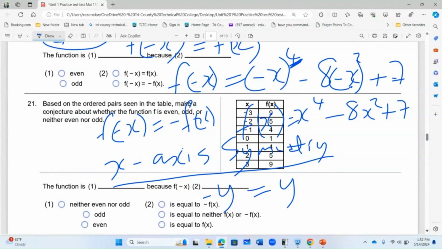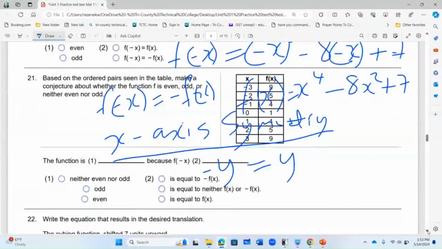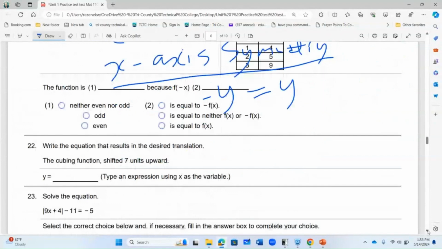When you're looking for y-axis symmetry, change the value of x to negative. If it gives you the original function, it has y-axis symmetry. Therefore, it's an even function. I said a whole lot there, but I want you to read it up and see that it's not as bad as people think it is.